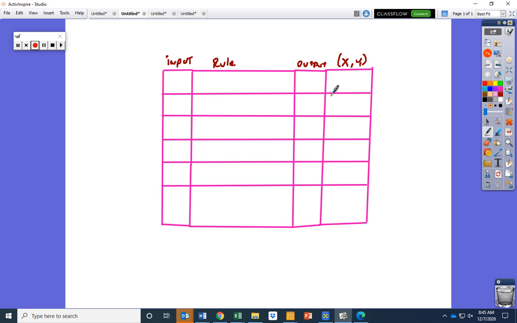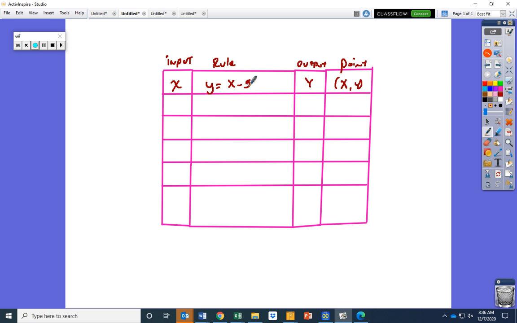Basically, that's a point. I'm going to put this. My output's going to be y. My input's going to be x. And then I'm going to have a rule. Okay, so let's make it simple. Let's say it's y equals x minus 5.